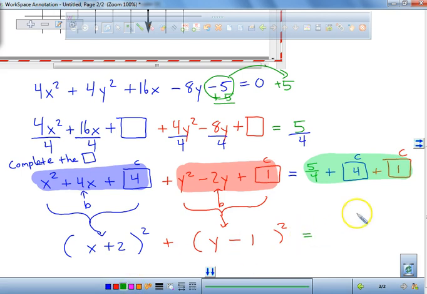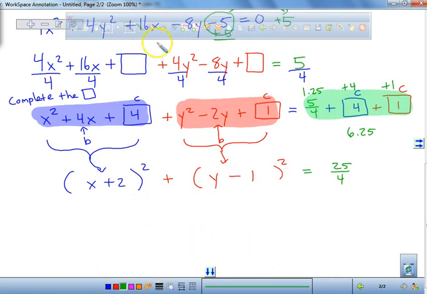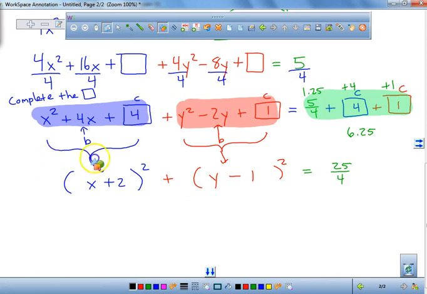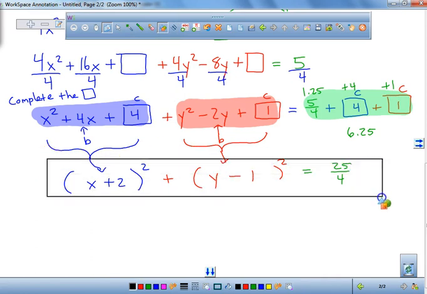Now, some of you, I know, you're going to add it in the calculator together, and it's going to spit out 6.25, but I prefer 25 over 4. I hear you giggling back there. You had a 6.25, didn't you? Okay. This is a 4, and that's a 1. When you add them all together, you get 6.25. But I prefer 25 over 4. By the way, everybody, feel free. That right there is your answer for the standard equation of the circle.